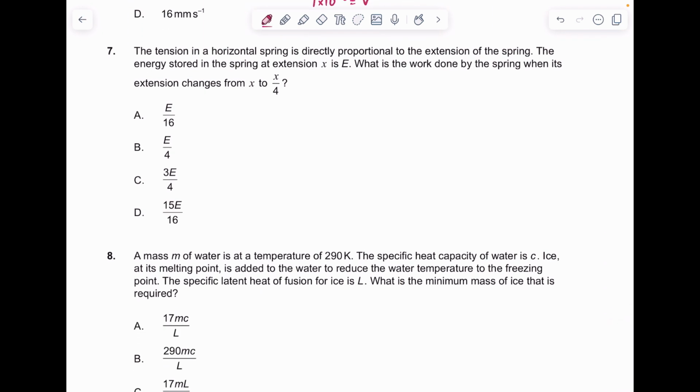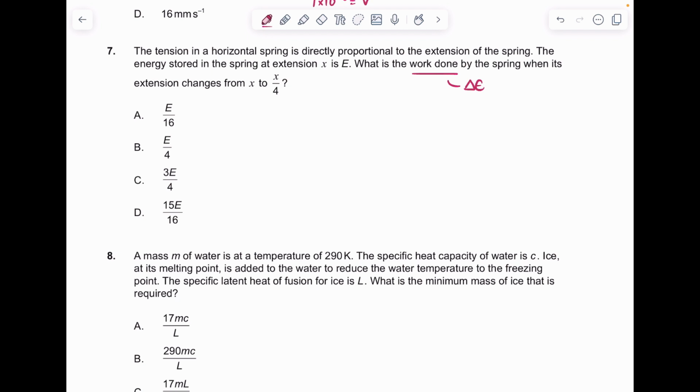Tension in a horizontal spring directly proportional to the extension. The energy stored at extension x is E. What is the work done when its extension changes from x to x over 4? So it's force proportional to extension. It's obeying Hooke's law. Energy equals a half kx squared. So the work that is done, that's the change in energy that has been performed by the spring.